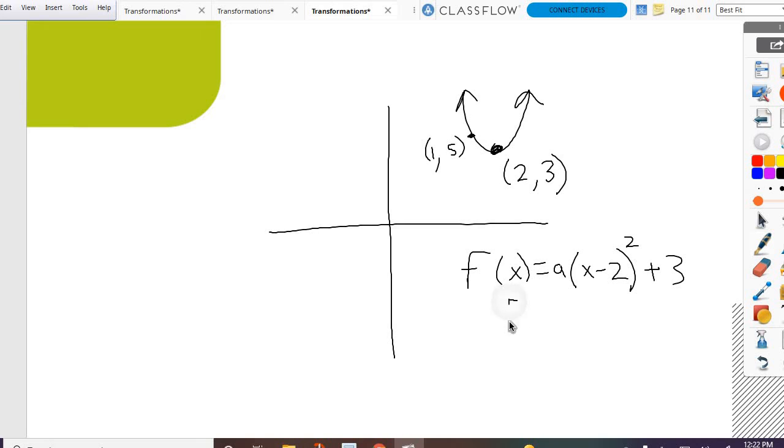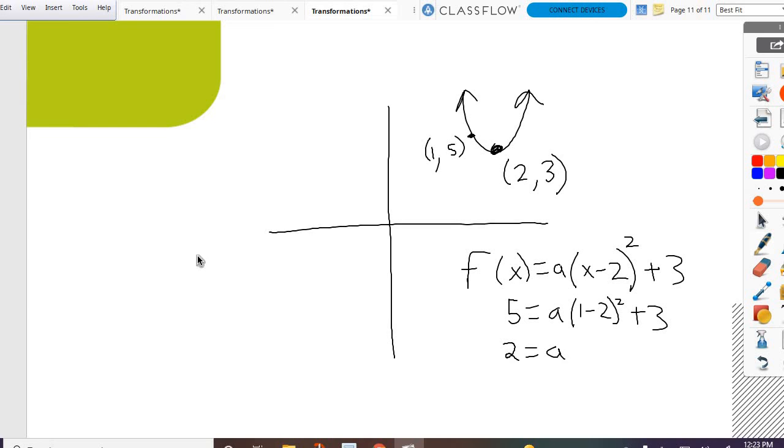Plug them in. So 5 equals a times 1 minus 2 squared. Well, now, how many variables do I have left? Just 1, the a. So we can solve, agreed? So I would subtract my 3, and we get 2. And then, hold on a second, guys. 1 minus 2 gives us -1, squared is just 1. So I get a equals 2.